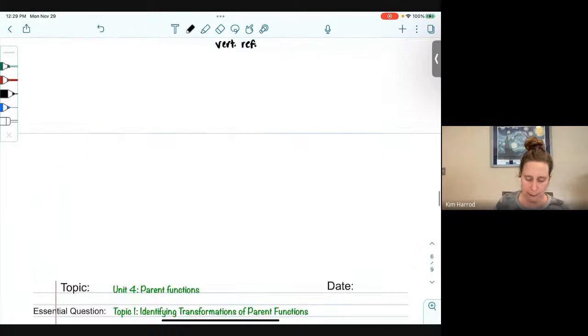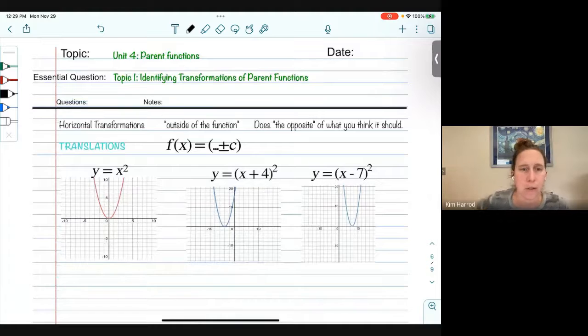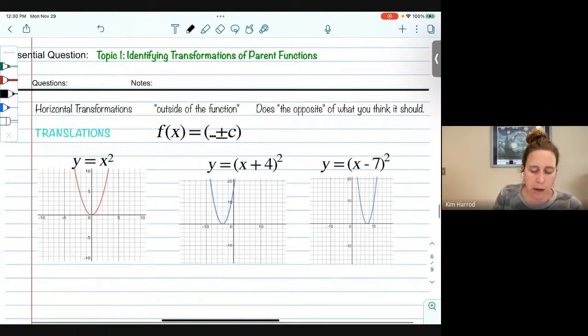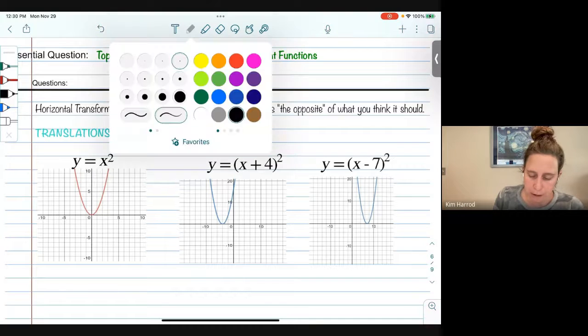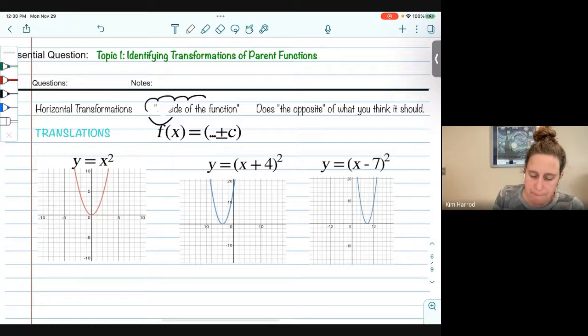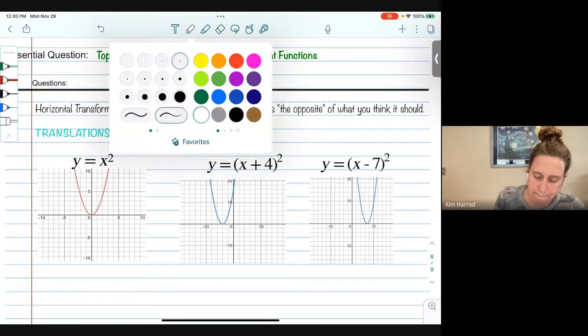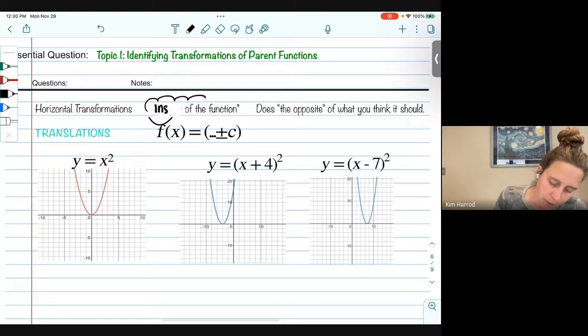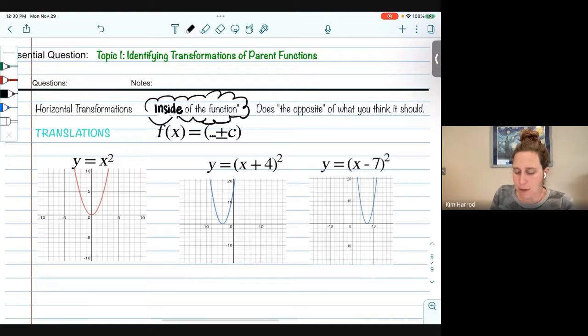So now we've got horizontal transformations. And this line's going to show up on top of all my horizontal slides here. So the connection we're going to make for horizontal is horizontals always happen outside the function. I didn't change that. My apologies. That should say inside. So let me fix that real quick. They always happen inside the function. This is the fault of all my copying and pasting to create my slides. You don't catch things like this. They happen inside the function. And then you'll notice also I wrote, they do the opposite of what you think.